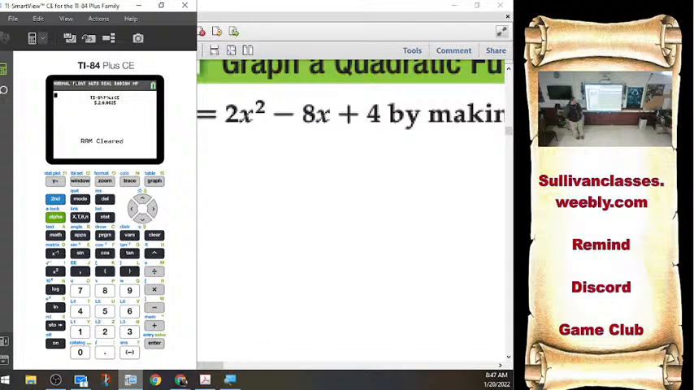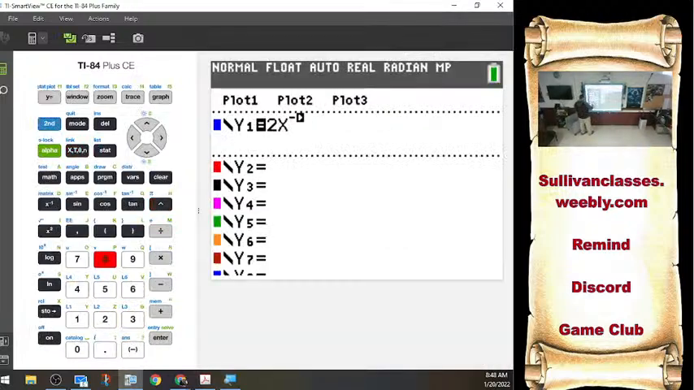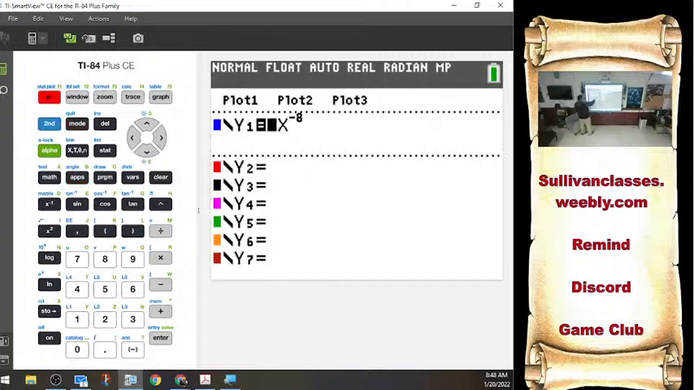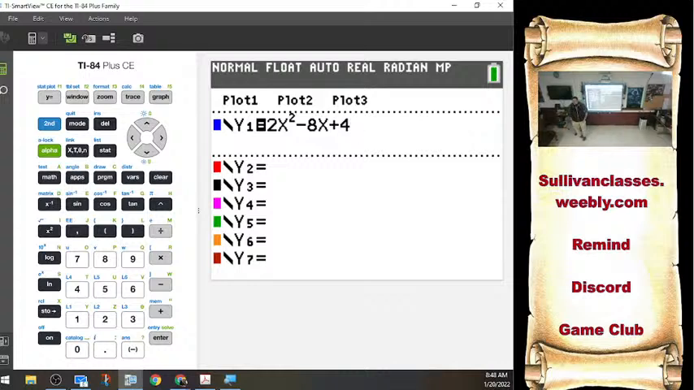I have an equation. Where do I put it? Y equals. You type in 2x squared minus 8x plus 4. Not apps. Do what I tell you. There you go. Cool. I got that. And it says graph the thing. And you say, okay, graph.